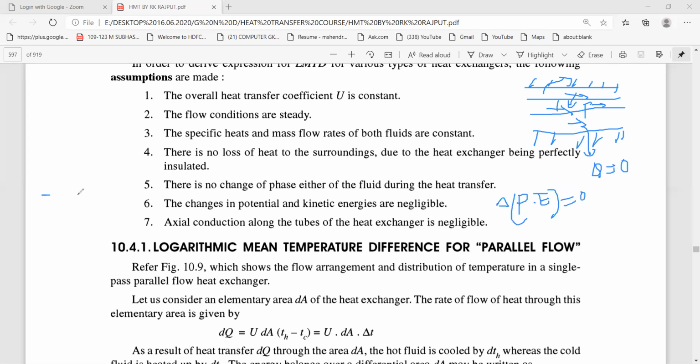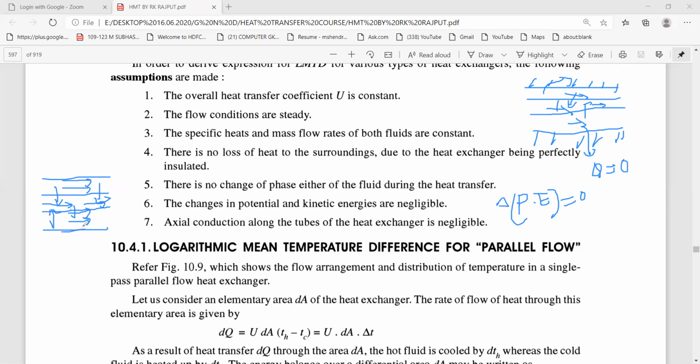Now if we consider this as a heat exchanger, let me take it as a parallel heat exchanger. This is a stream of cold fluid and this is a stream of hot fluid, for the sake of understanding. Whatever heat is transferred from the hot fluid to the cold fluid is strictly in the radial direction. Now axial heat transfer is ignored.